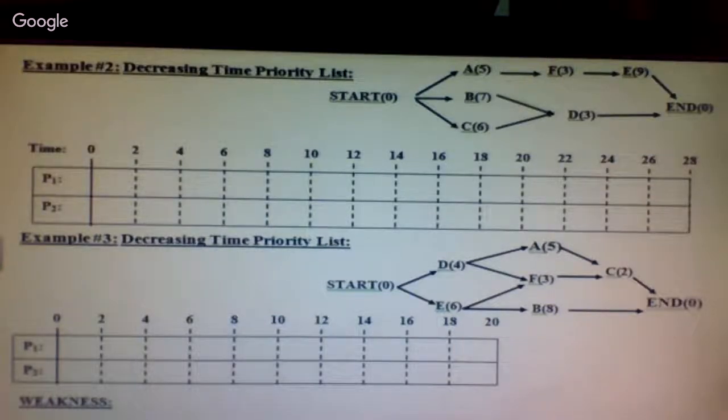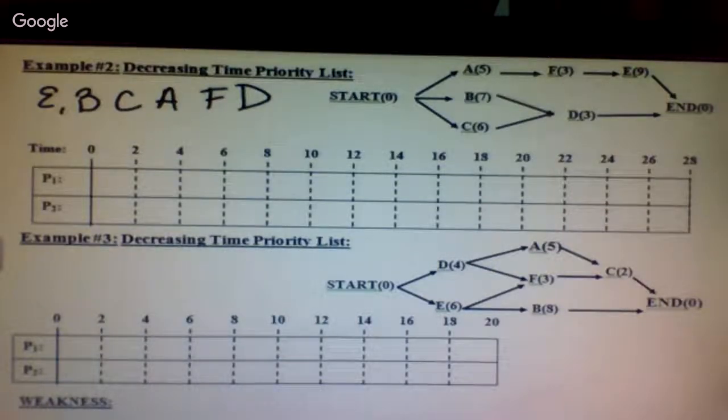Example number 2. Again, priority list first, decreasing time. What task should we try to do first according to this priority list? E. Then B, C, A, F, and D.